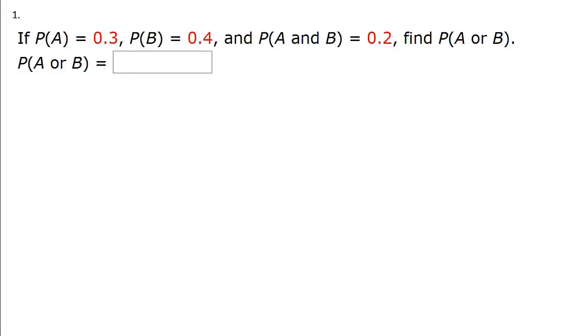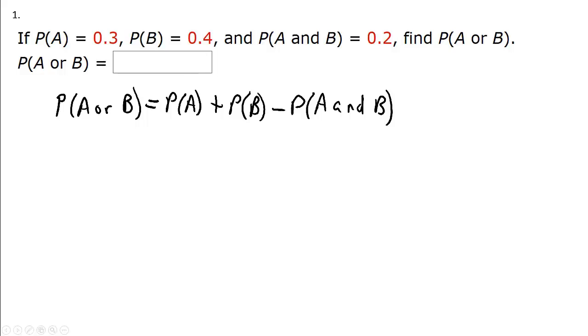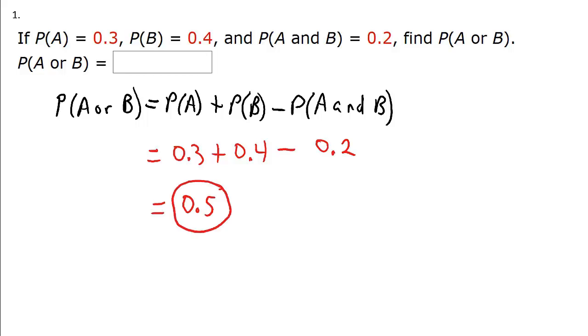Now remember, we know that the probability of A or B is the probability of A plus the probability of B minus the probability of A and B. And since we know that the probability of A is 0.3, the probability of B is 0.4, and the probability of A and B is 0.2, the answer is simply 0.3 plus 0.4 minus 0.2, which is 0.5.